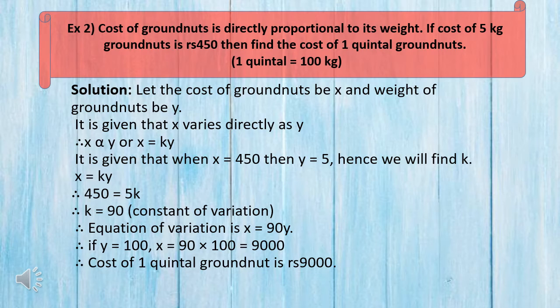Next, what do we need to find? We need to find the cost of 1 quintal groundnuts, that is, find the cost of 100 kg groundnuts. So the equation of variation is what? X is equal to 90y. We just substituted the value of k. By the next condition given, if y is equal to 100, x is equal to 90 multiplied by 100, that is 9,000. Therefore, the cost of 1 quintal groundnut is rupees 9,000.